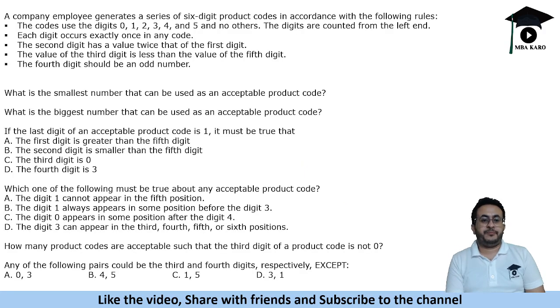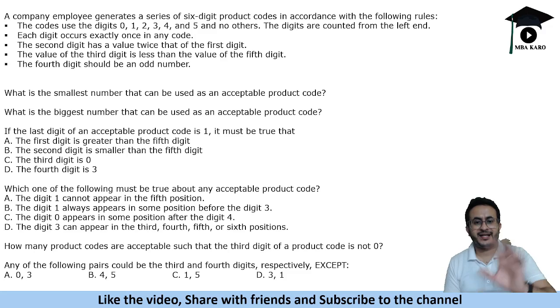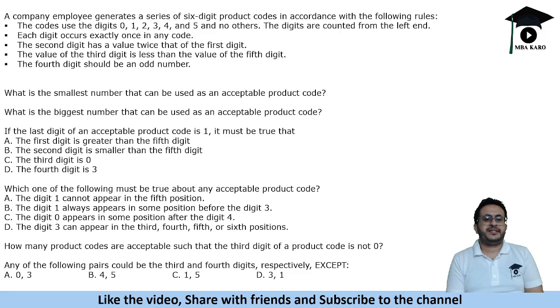A company employee generates a series of 6-digit product codes in accordance with the following rules. So there are certain rules for 6-digit product codes. Now this is an easy set as compared to the previous one, and it has simple instructions. It says the code uses the digits 0, 1, 2, 3, 4, 5 and no others. So these are the only digits used.